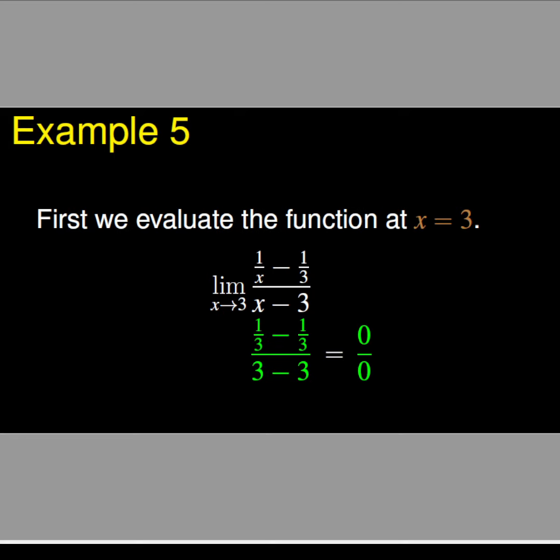As before, we see that when we evaluate the function at the point x equal to 3, we have 1 over 3, minus 1 over 3, divided by 3 minus 3. Thus, we get 0 over 0, which is undefined. This tells us that we have to simplify the whole function.